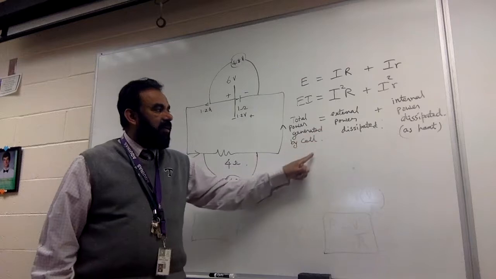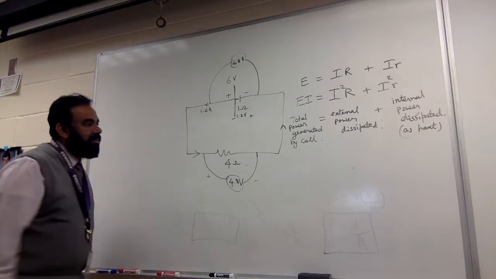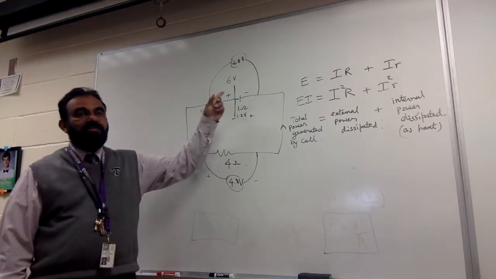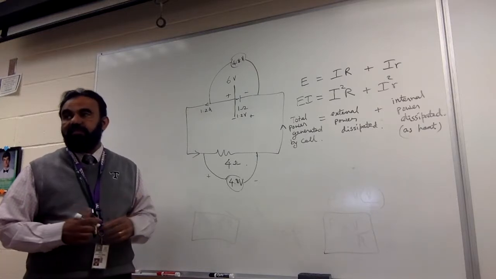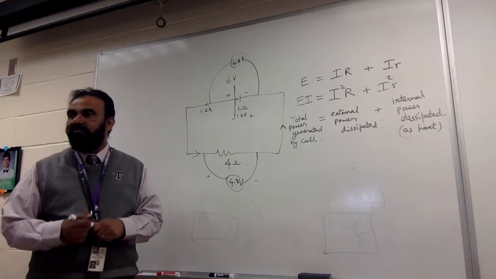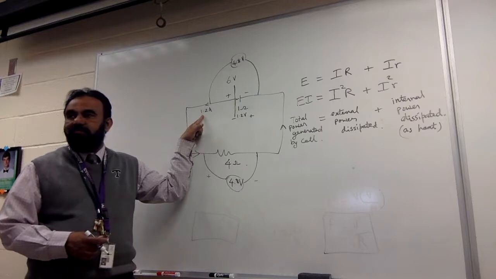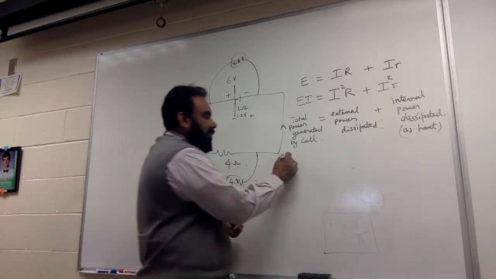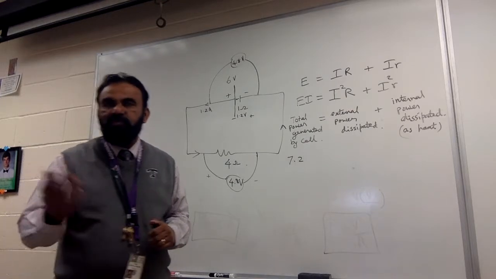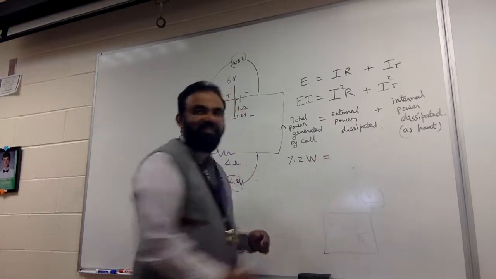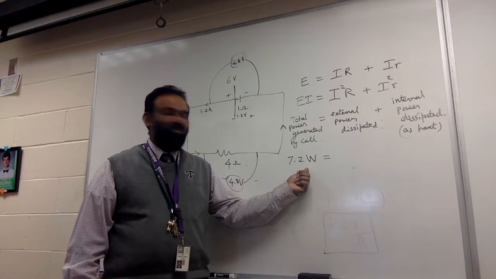So the total power generated by the cell is going as external power and internal power. Now let's look at numbers. How much is the total power generated according to this circuit? 6 volts. No, how much is the power generated? EI. What is the generated power? E times I. 7.2 watt. That's why I said watt. 7.2 watt.